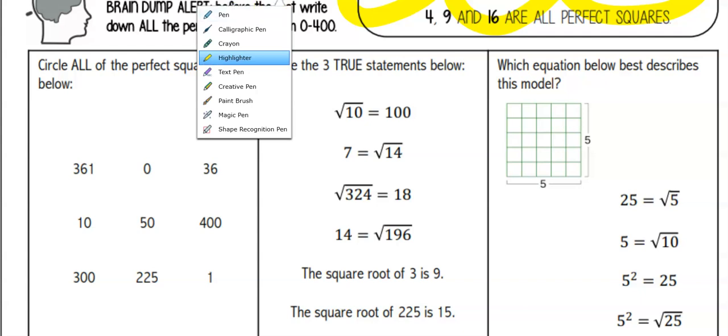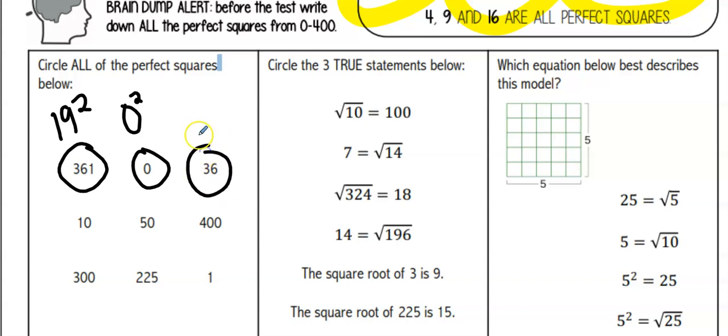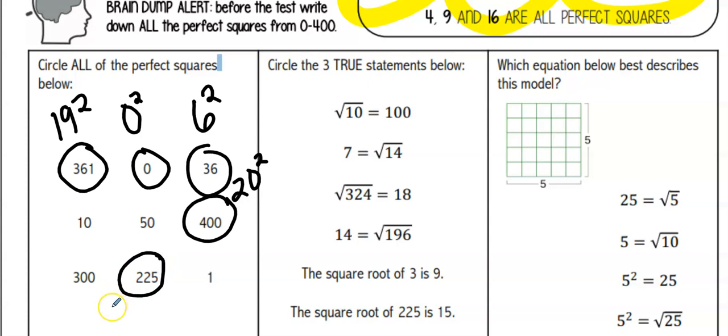So the first question, circling all the perfect squares: 361 is a perfect square because 19 squared is 361. 0 is a perfect square because 0 squared is equal to 0. 36 is a perfect square because 6 squared is equal to 36. On our second row, 400 is a perfect square because 20 squared is 400. And then our last row, we have 225 is a perfect square because 15 squared is equal to 225. And then our last perfect square in this list is 1 because 1 squared is equal to 1.